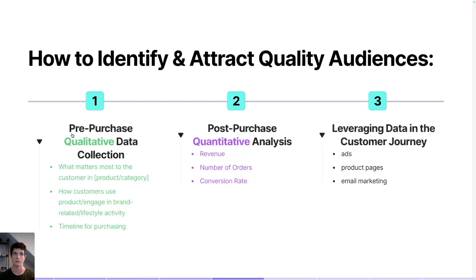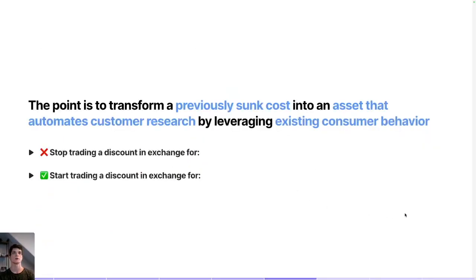Contextual data that you get from combining pre-purchase qualitative data with post-purchase quantitative data allows you to leverage the data because it's actionable when you know what is and what isn't leading to conversions. And so the point here is to transform a previously sunk cost into an asset that automates customer research by leveraging existing consumer behavior.